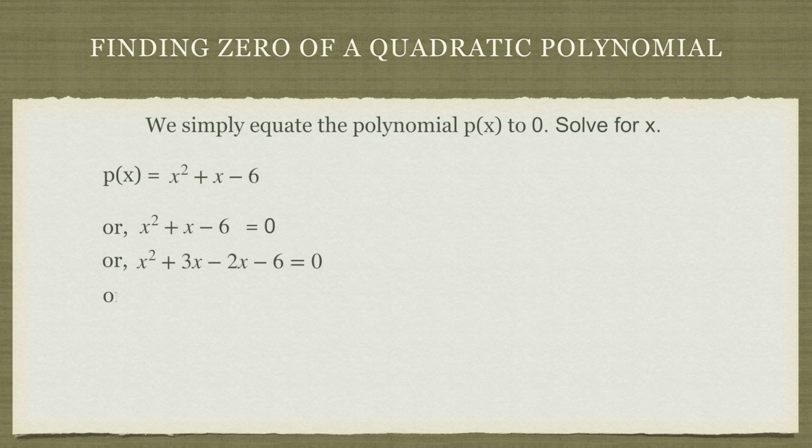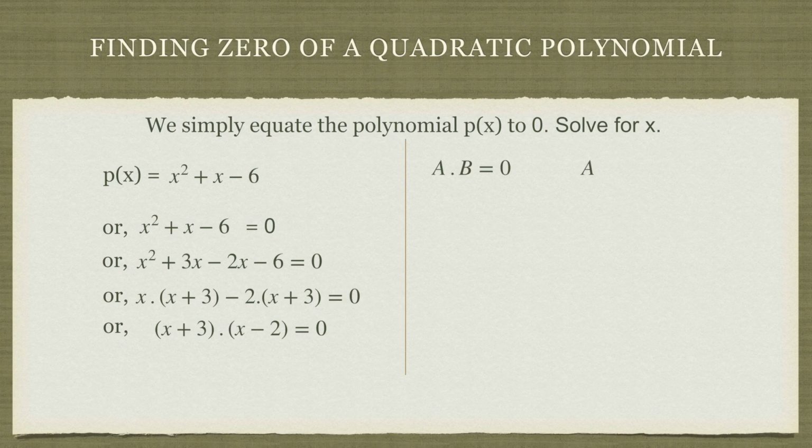Now we can take the x common from the first two terms, so we will get x plus 3, and from the last two terms we can take minus 2 common, we'll get x plus 3, and now we can write this as (x plus 3) times (x minus 2) equals 0.